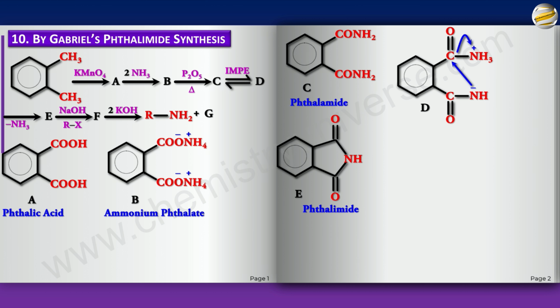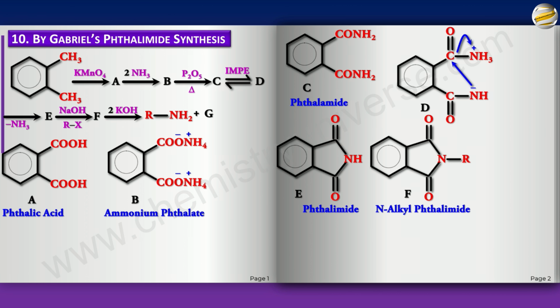But once this happens, I add NaOH. So what does NaOH do? It takes out the acidic H. And this is quite acidic. It can resonate to 2 double bond O's. And the N minus here will react with RX, do a nucleophilic substitution, remove the X minus. So don't you think you will have N-alkyl phthalimide? Something like this.